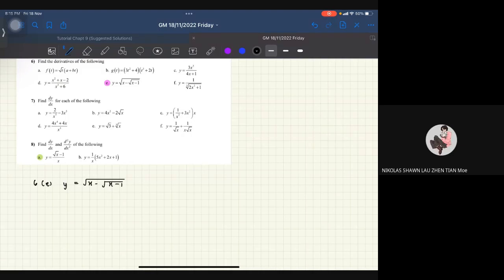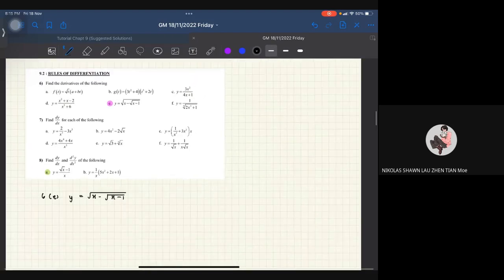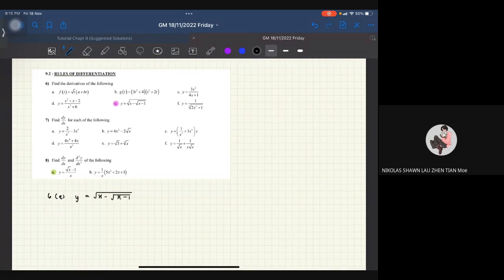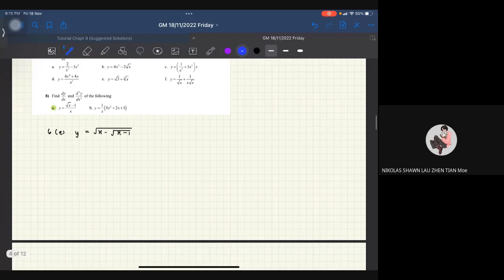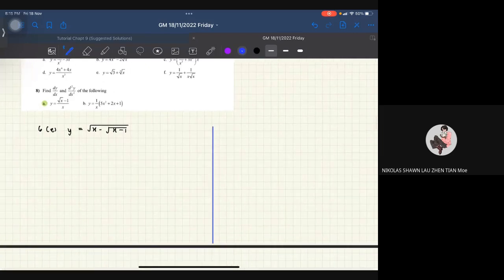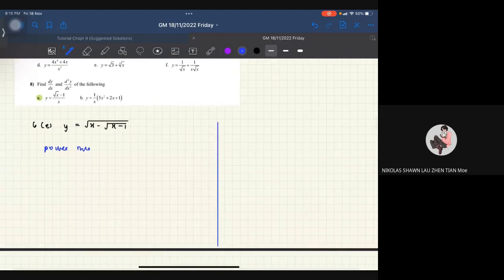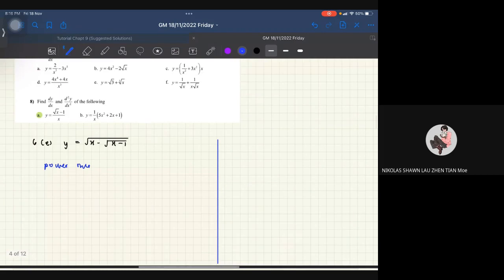Chain rule. Power rule. Power rule, okay. So we can use power rule and I can also use chain rule. Okay, so I will show you the power rule first and then I will show the chain rule to you. Okay, so let's first use power rule. So how do we use power rule for this type of question? The first thing we can do is to rearrange the question.